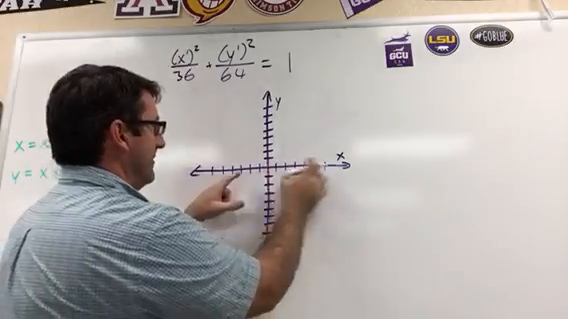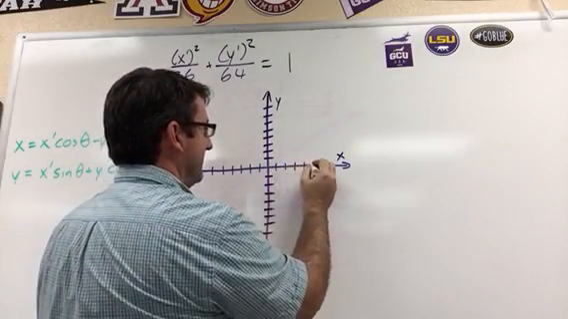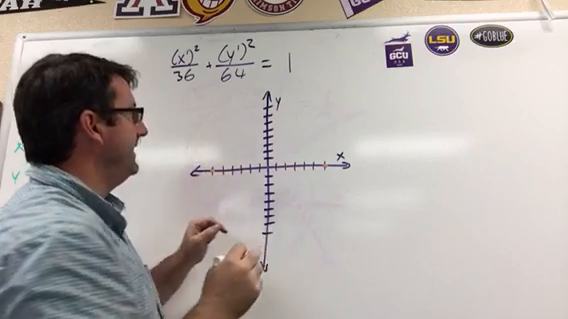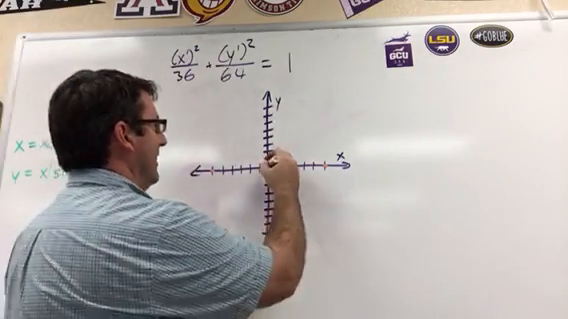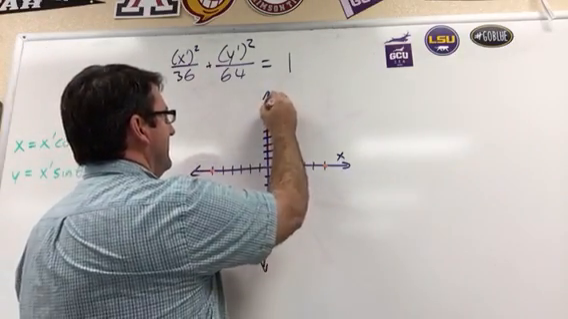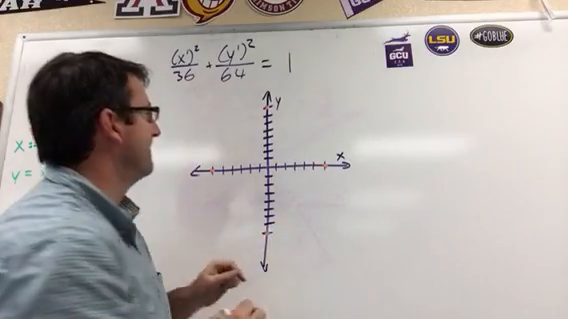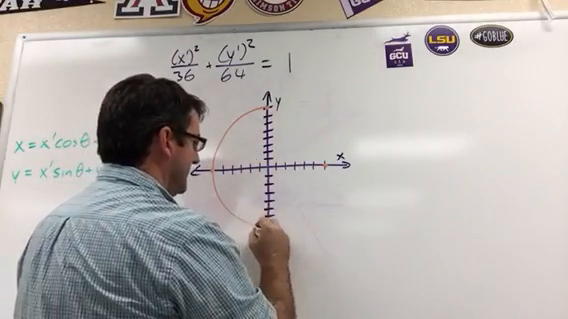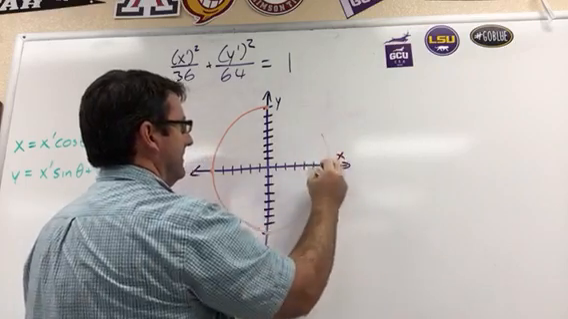On the x-axis, we're going to go out 6 in each direction, 1, 2, 3, 4, 5, 6, and we're going to put our vertices here, and then on the y-axis, we'll go up 8 and down 8, and this would be our ellipse, like that.